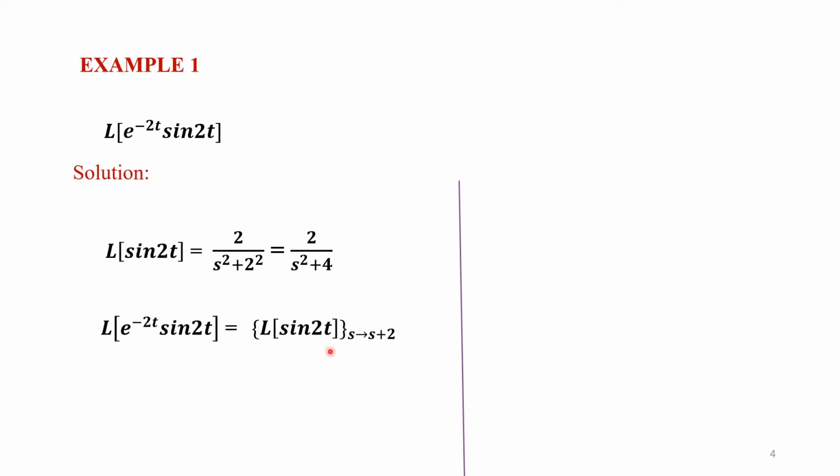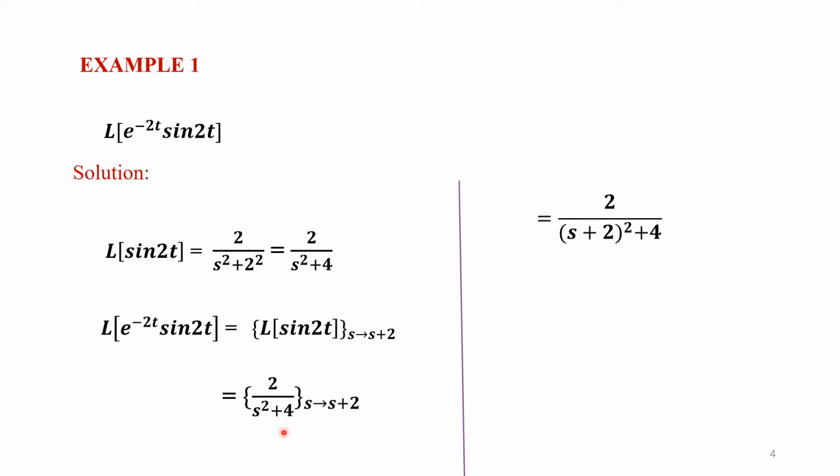So what is L of sine 2t we have got? 2 upon s square plus 4. This we have already calculated. So L of sine 2t is 2 upon s square plus 4. So in this answer, replace s by s plus 2. Replacing s by s plus 2, not replacing s by 2, replacing s by s plus 2, which means wherever s is there, we have to replace it by s plus 2.